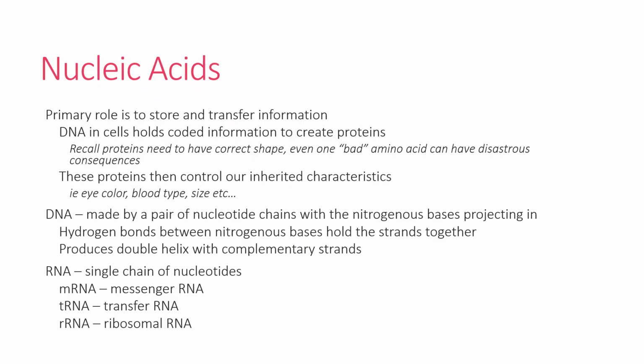mRNA is messenger RNA, and I want you to think of this as the directions from the DNA. So from our DNA, we make messenger RNA. tRNA is called transfer RNA, and it's going to transfer amino acids to the messenger RNA. And we'll dig into that quite a bit more deeply in the next lecture when we talk about, again, transcription and translation. But that's it for chemical principles.